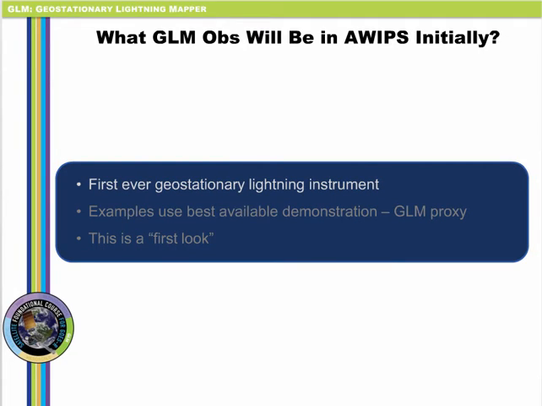The Geostationary Lightning Mapper is the first instrument of its kind available in geostationary orbit, so no real-world example exists. This module uses the best available demonstration product. This Geostationary Lightning Mapper proxy dataset, developed by NASA's Marshall Space Flight Center as part of the Algorithm Working Group, uses a combination of the lightning mapping arrays and the low Earth orbiting Tropical Rainfall Measuring Mission Lightning Imaging Sensor. As such, this module provides a first look of our best demonstration of the GLM appearance.